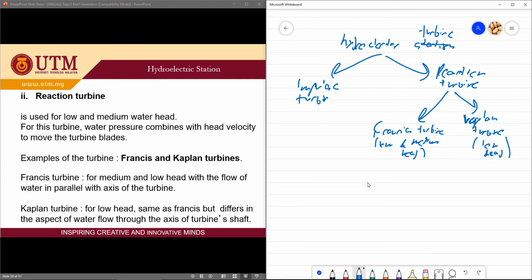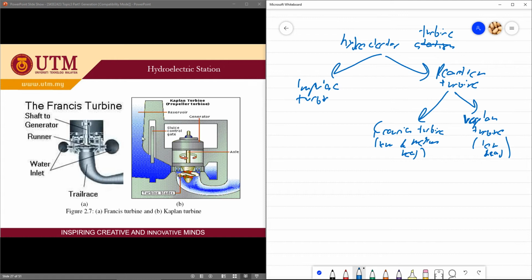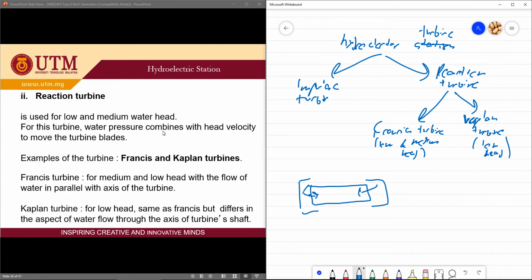For the Francis turbine, maybe I show you the figure. I think after this there is a figure. Yes, so you can see here the Francis turbine, the water inlet is at the side. It's parallel. So this is your blade, and your water inlet is here and here. It's basically rotating, and the water will rotate the blade at the side. That is the Francis turbine.